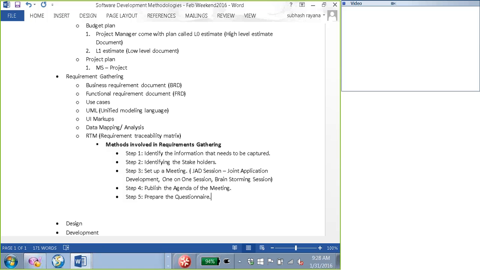Can we send the questionnaire with the meeting invite? Okay, so your point is, can we send the questionnaire along with the meeting invitation? Yes, you can also do that. You can also publish the agenda, and eventually you can also publish the questionnaire along with the meeting.